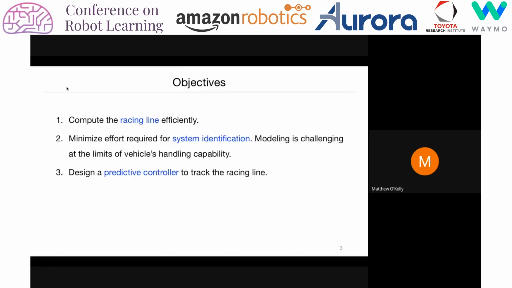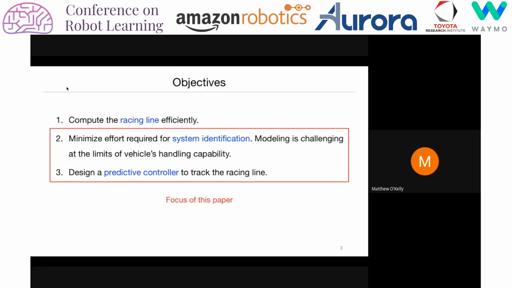In summary, this framing gives us 3 objectives. First, we'd like to compute the racing line efficiently. Next, we would like to identify a vehicle model. Since modeling is hard at the limit of the vehicle's handling capability, we would like to reduce the effort necessary for system identification. Finally, we would like to design a predictive controller which tracks the racing line. The focus of this paper is on the last 2 objectives.